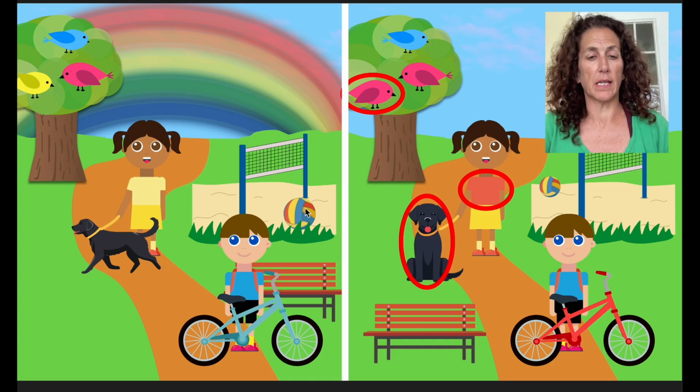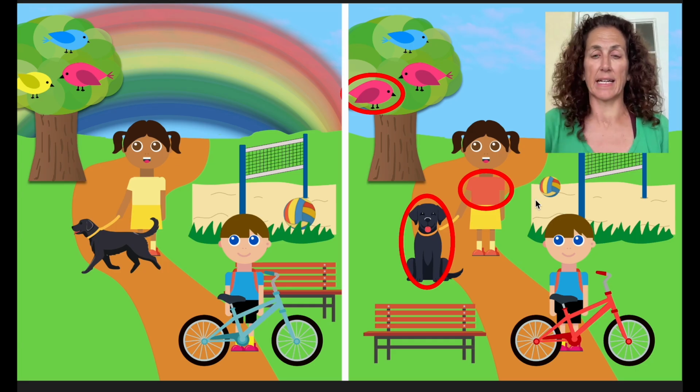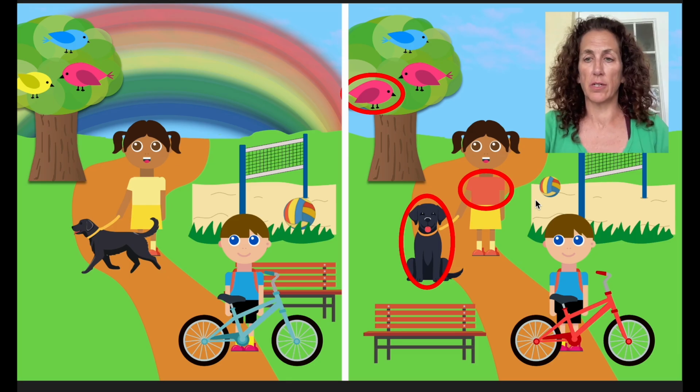In the picture on the left, the ball is in the front of the net. In the picture on the right, the ball is behind the net. It's further back. So that is another difference.